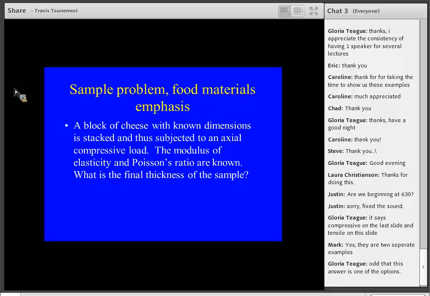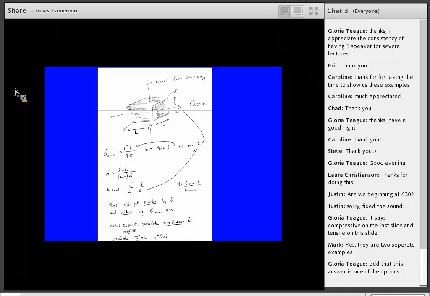First of all, is it going to get thicker or is it going to get thinner? I think it's going to get thinner. We're squashing it down. So that's the first thing. Now let's put some numbers to this. Here we have a compression from stacking. Again, we have some kind of delta. The delta is FL over AE.